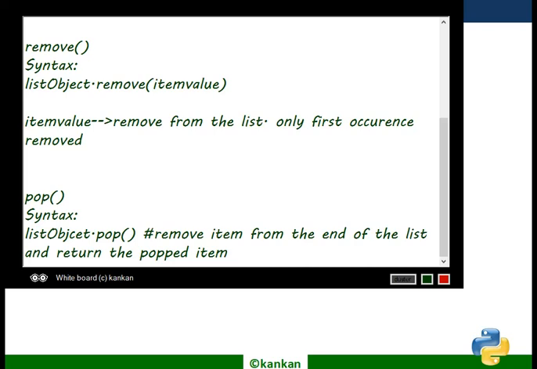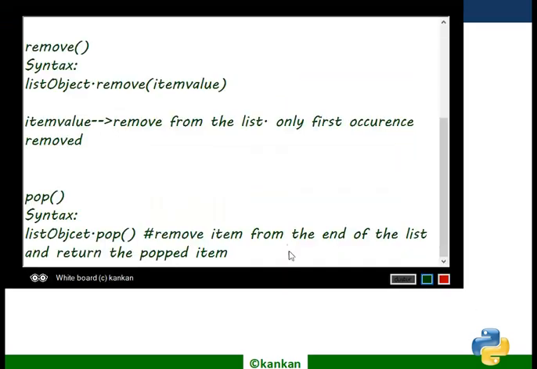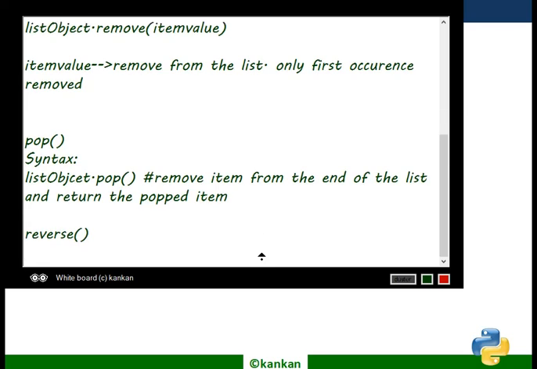Now the last list method I would like to discuss is the reverse method. How will the reverse method be used and why will it be used? That will reverse the string. That means within the list the values will be reversed. The items will be reversed within the list.